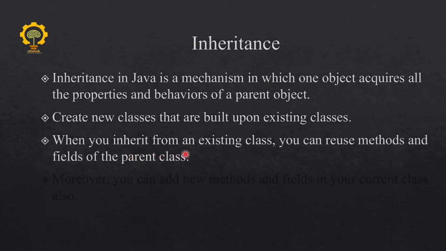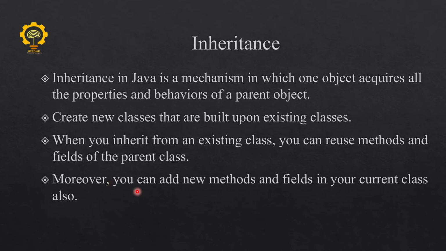So when you inherit from an existing class, you can reuse methods and fields of the parent class. Moreover, you can add new methods and fields in your current class. That is, whenever you create a new class, you can inherit the properties of the parent class, or you can add more functionality in the current class, that is, in the child class.